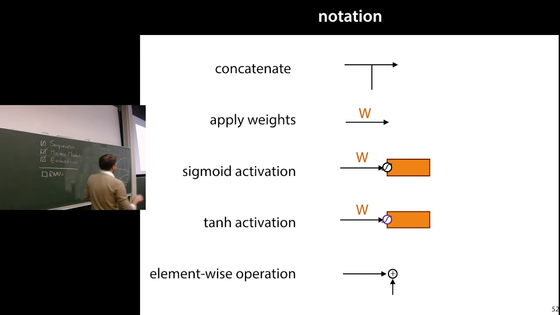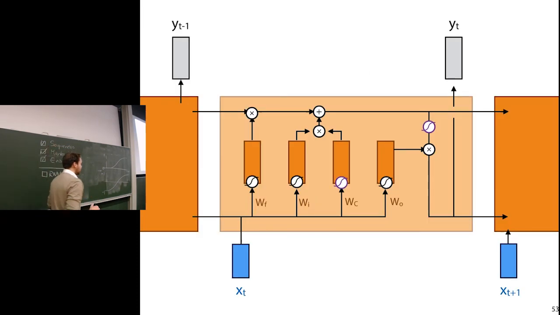And then there are vectors traveling along these arrows. Occasionally, we want to take an element-wise operation. So we want to sum two vectors or multiply two vectors. And we represent that with a little circle like this. So now we can diagram out what the inside of one of these cells looks like, which is a little bit complicated, but we'll go into it in some detail. Here, just to point out, are the weights of your LSTM layer. They're down here.